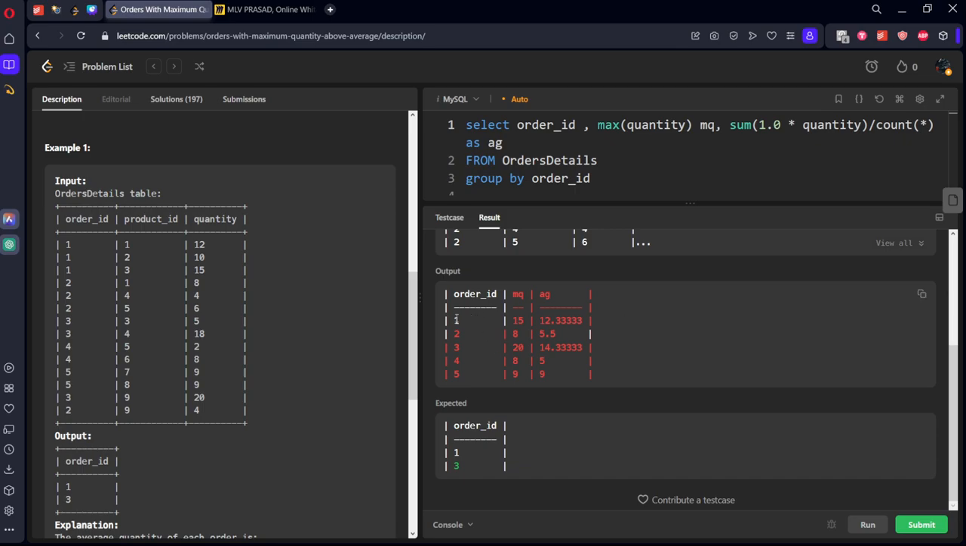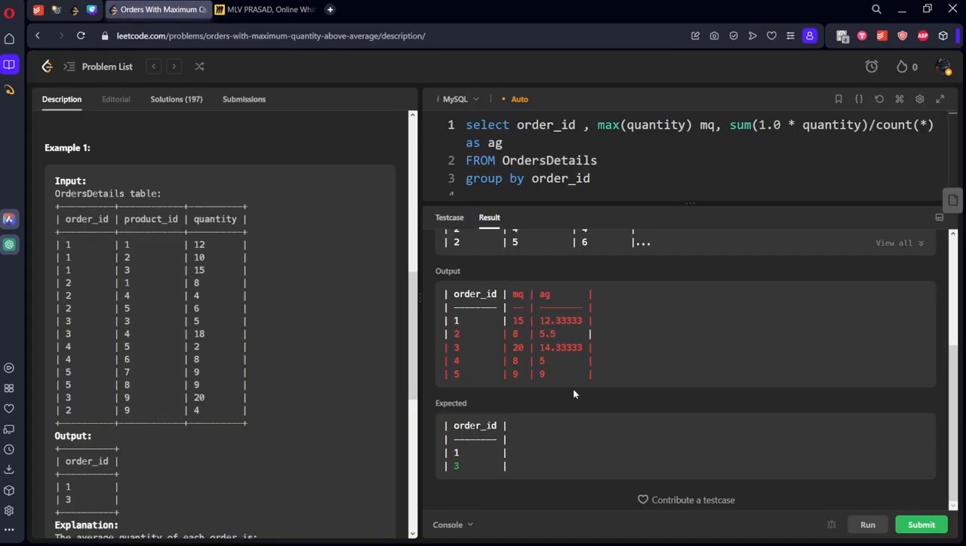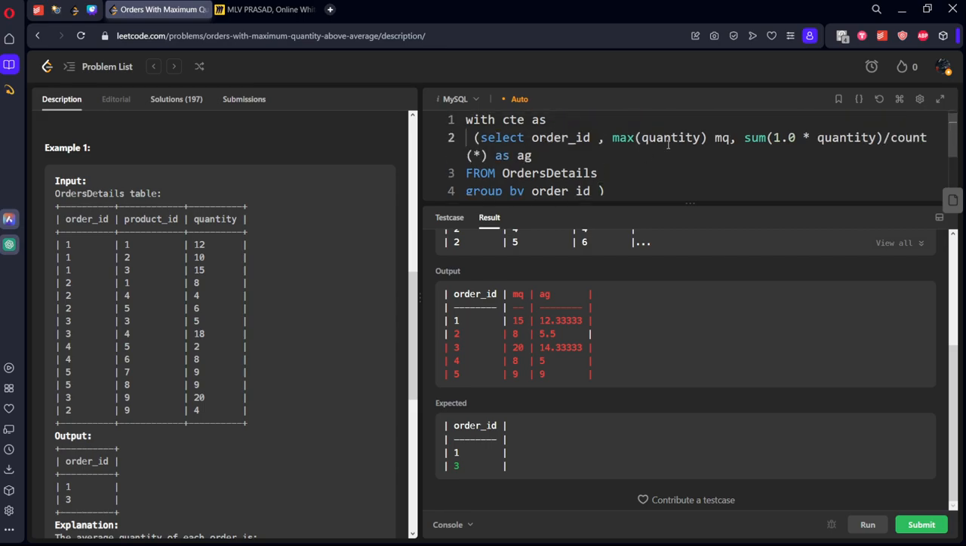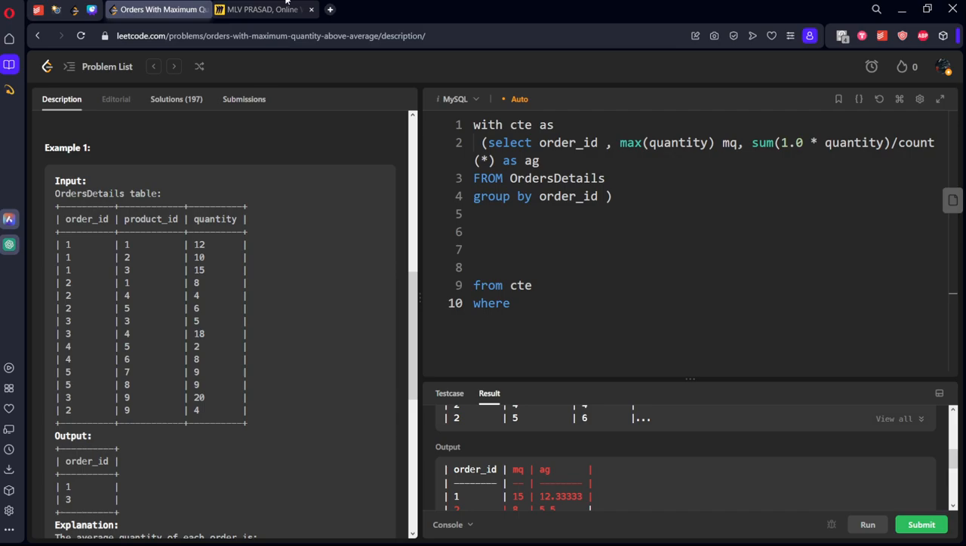So what did we get? We got the values: 15, 18, 28, 9, and similarly 12 point something. Now what we want is that the max should be greater than all of them. So let's call this a CTE table, with the CTE as above. Now what I want from this CTE table is where the max value, MQ, should be greater than all of select AG from CTE. Means the maximum value should be greater than all the average values from this CTE. Wherever it is matching, give me the order ID.